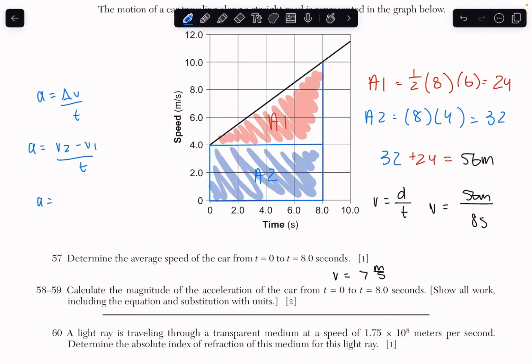So v2 is 10 meters per second, and v1 is 4 meters per second. So 10 meters per second minus 4 meters per second over 8 seconds. That's 6 over 8. So we're going to get an acceleration of 0.75 meters per second squared.